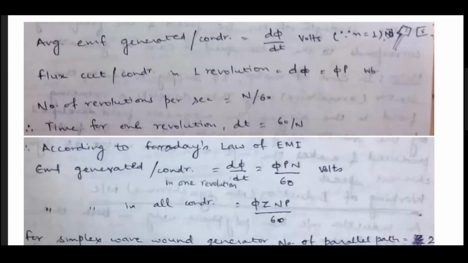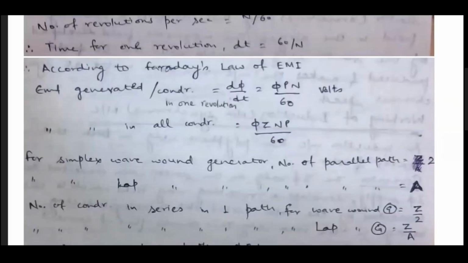Now the number of revolutions per second is N by 60. The time for one revolution, dt, will be 60 upon N. Flux cutting is taken for one revolution, and the time taken is also for one revolution. Now we can substitute these values in d phi by dt. So substituting these values, we get the EMF generated per conductor in one revolution. So it is phi P N upon 60.